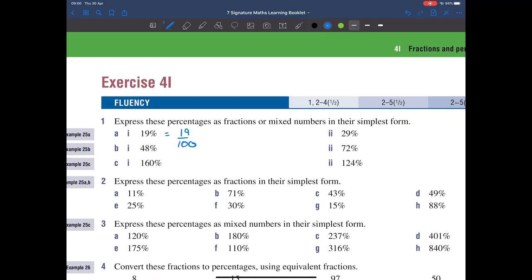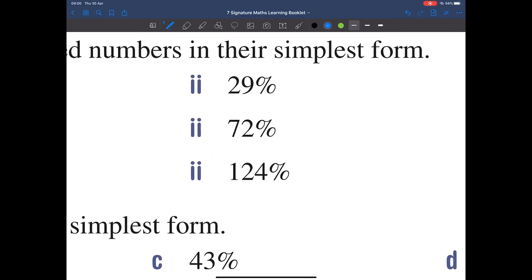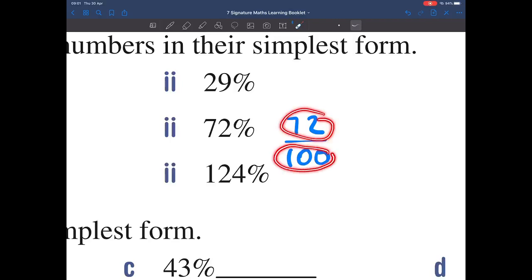So we'll go to something a little bit more complicated. Let's go 72%, right? So as we all agree, we just write 72 out of 100, right? But then we've got something else going on, and it's this idea that we can simplify. So again, we can use the strategy of halving both of these numbers and continuing to halve and then dividing by 3 and 4. But I reckon I can just ask you this question. What's the highest number, we call it the highest common factor, that 72 and 100 can both be divided by?